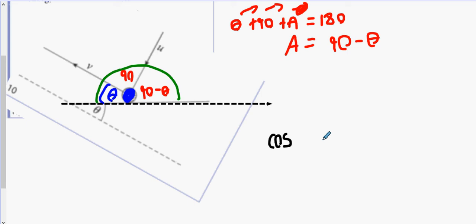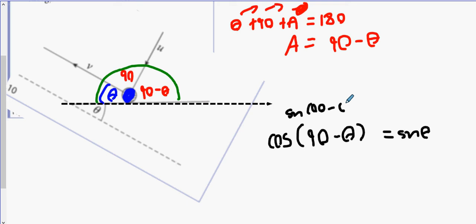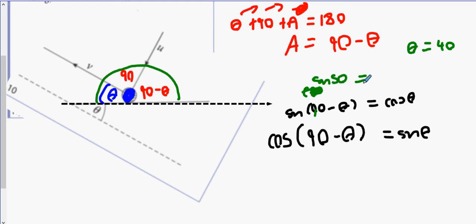Cos 90 minus theta is the same thing as sine theta, and technically sine 90 minus theta is equal to cos theta. If you aren't sure about this rule, here's what I suggest: pick any number. If I chose theta equals 40 degrees, I'm claiming that sine 50 degrees is the same as cos 40 degrees, and that cos 90 minus 40, so cos 50 degrees, is the same as sine 40 degrees.